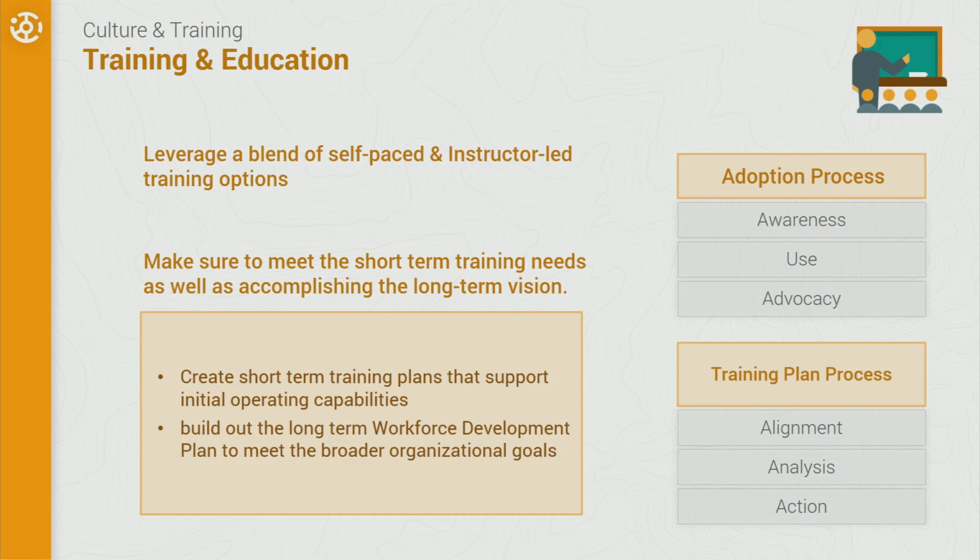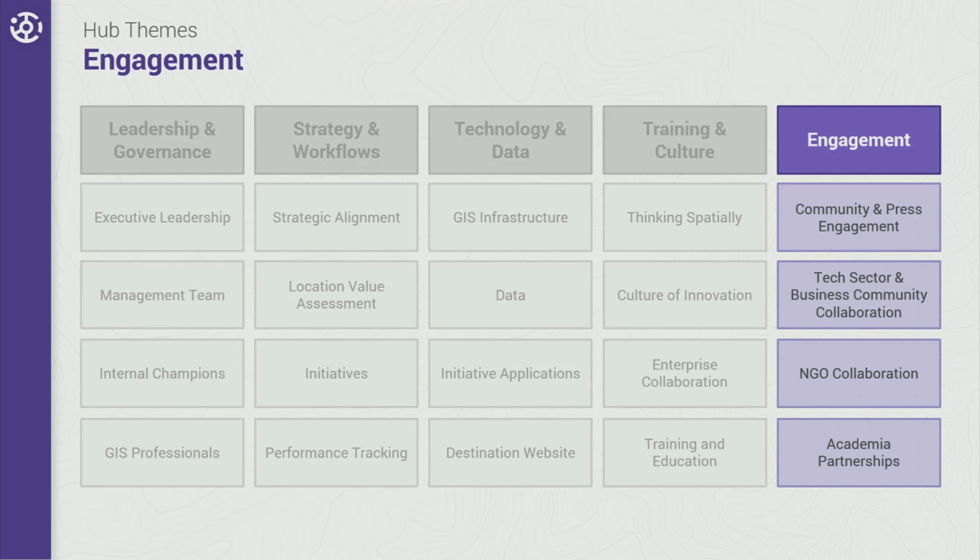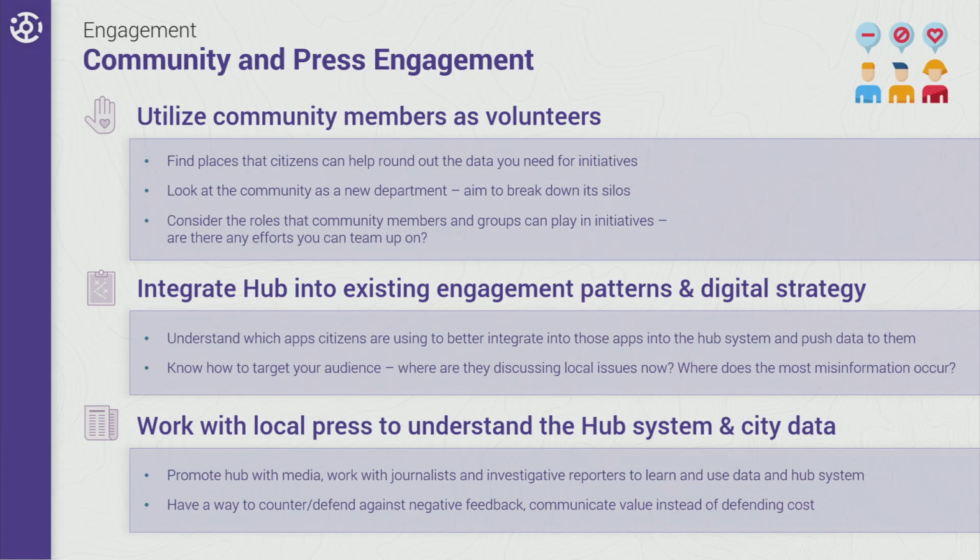For sure. And lastly, we'll look at the engagement here. We've broken it down into community and press, tech sector and business community collaboration, NGO and non-profit collaboration, and then academia partnerships. With community and press, it's very important that you can utilize these community members as volunteers. The Bloomberg Mayor Survey said city employees were selected as one of the top resources by 56% of respondents, and residents came in a close second at 51% on generating new ideas for the government.